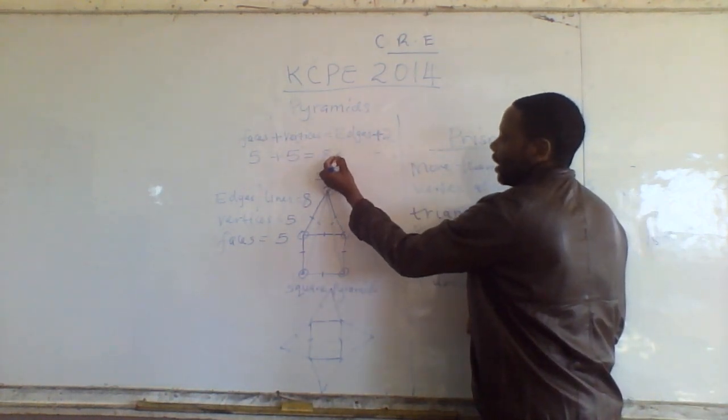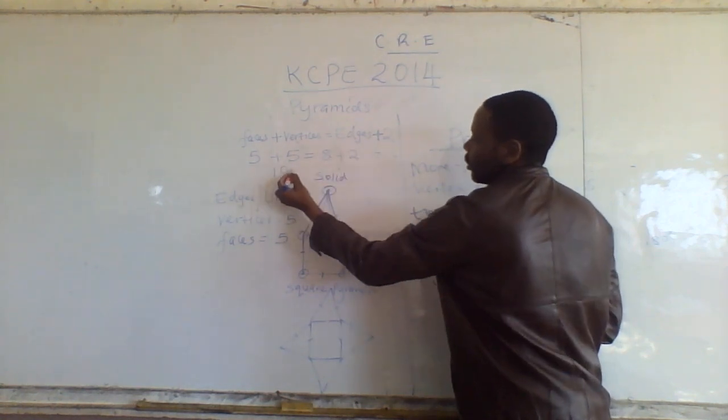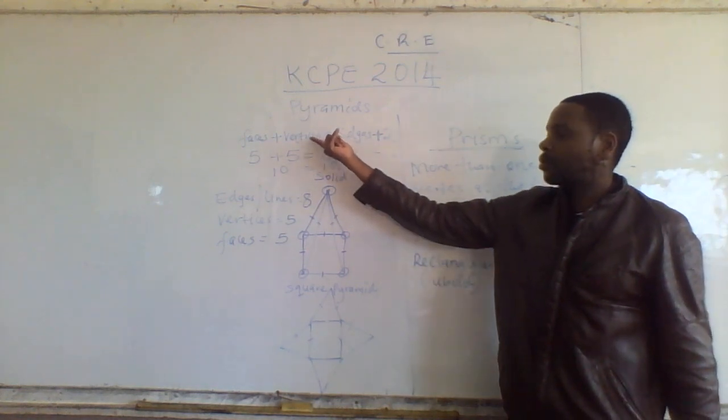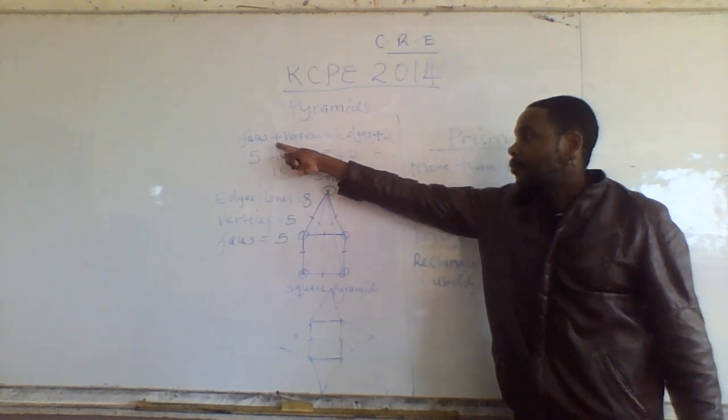So edges are 8 and we add 2. Let's see whether the statement is correct. Is the statement correct? Yes. For anything that I will draw here, the last thing to do is to prove whether this formula is right.